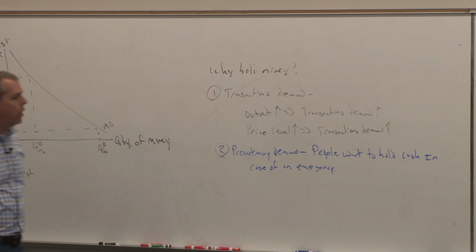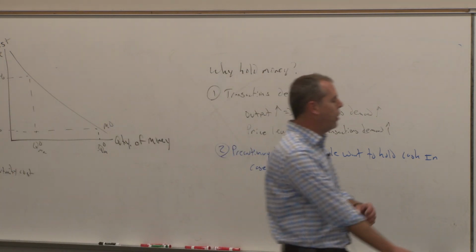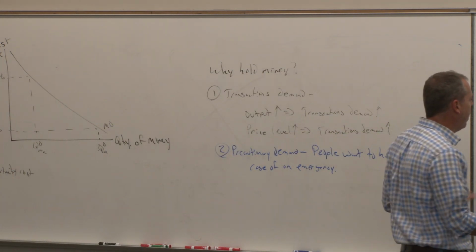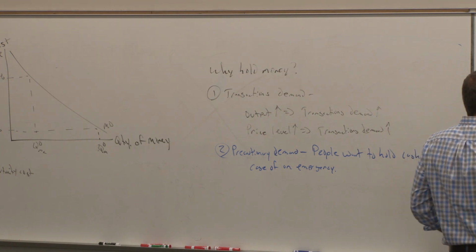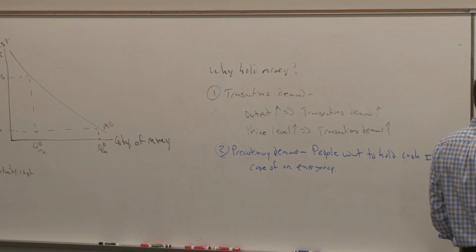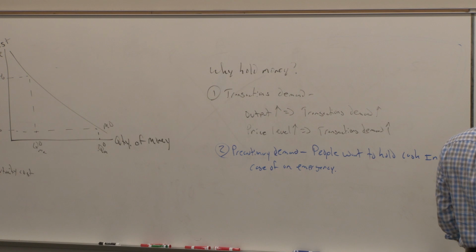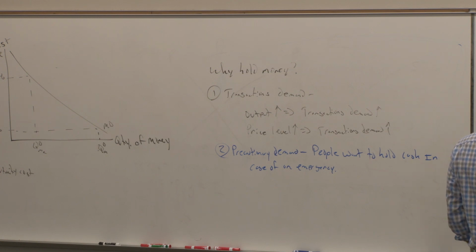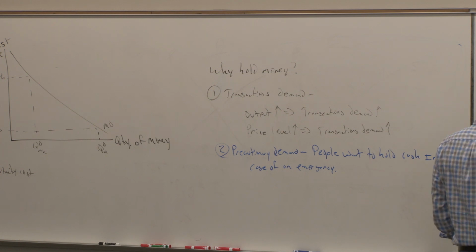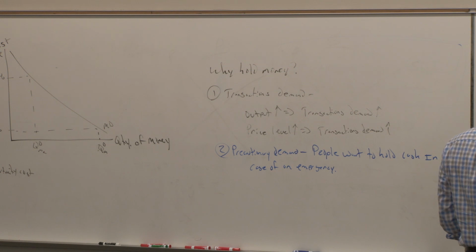Same thing here for precautionary demand. If there's some emergency for whatever reason, one of the cars breaks down, it can be anything that you want it to be. So here you have some emergency where you need cash. So you say, okay, car breaks down, or a kid breaks their leg, etc.